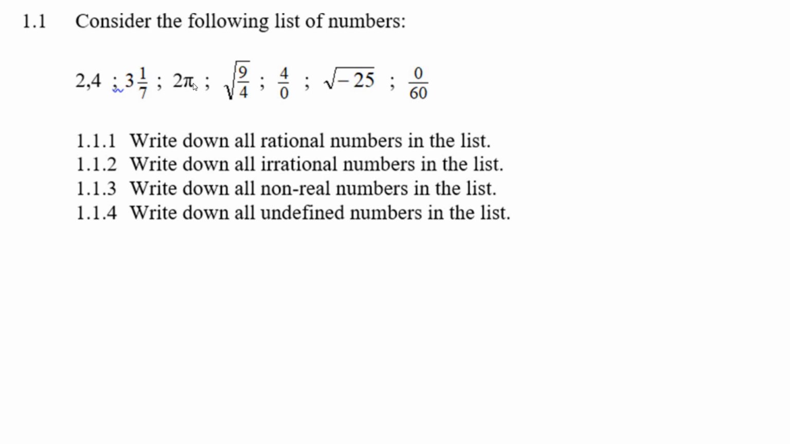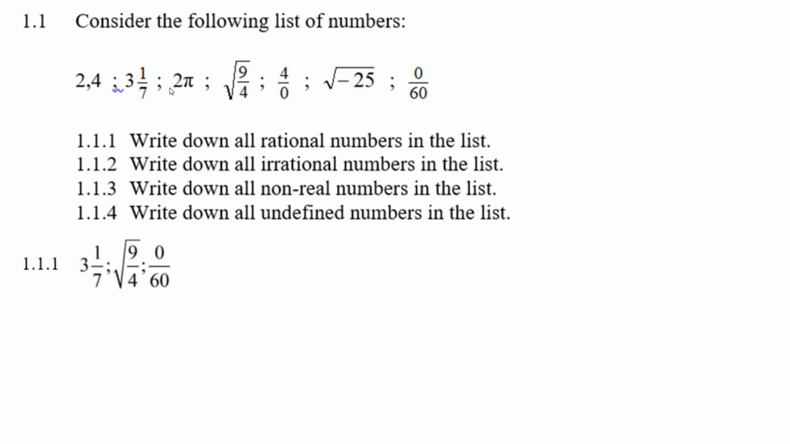Pi, that's not rational. The square root of 9 over the square root of 4, you might think, oh, it's a third, but the square root of 9 is 3, and the square root of 4 is 2. This is really 3/2. That's a rational number. 4 divided by 0, that's not rational. We'll talk about that. But 0 over 60, that's a ratio of integers, so it's rational. There's your 3 rational numbers in the list.